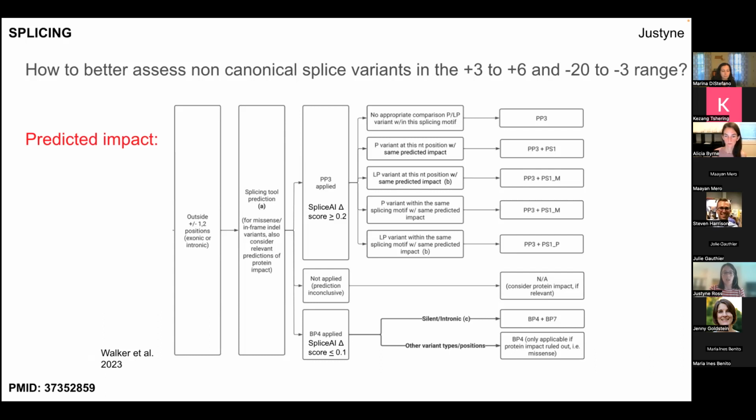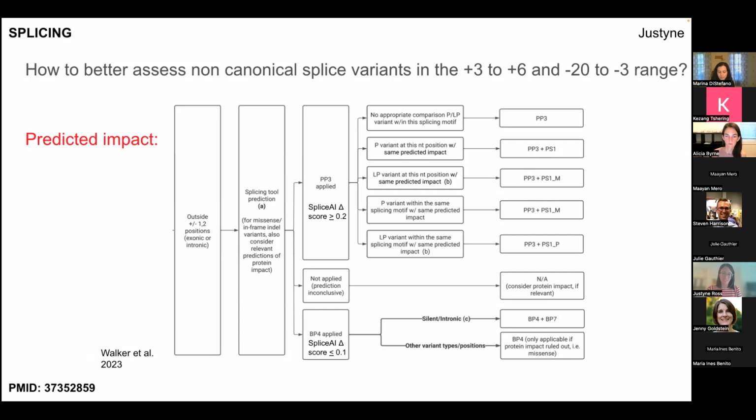And I've shown the cutoffs here of using greater than or equal to 0.2 to apply PP3, less than or equal to 0.1 for BP4, and in between would apply neither criteria. If you do reach the PP3 threshold, then you can also consider the use of PS1 if there is another variant in this splice region that has the same or similar predicted impact. On the flip side, when using BP4, you would only use BP4, not add the BP7. So BP7 is considered for variants further intronic outside of this splice region.